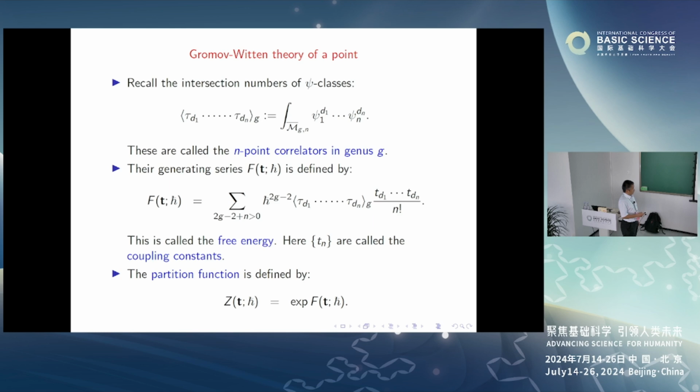As usual in quantum field theory, people consider the so-called generating function by introducing coupling constants to these observables. So one has to introduce infinitely many coupling constants and form a certain formal power series. And this formal power series is called the free energy of the theory. And the partition function is defined by taking its exponential, and that's just ordinary standard practice in quantum physics.